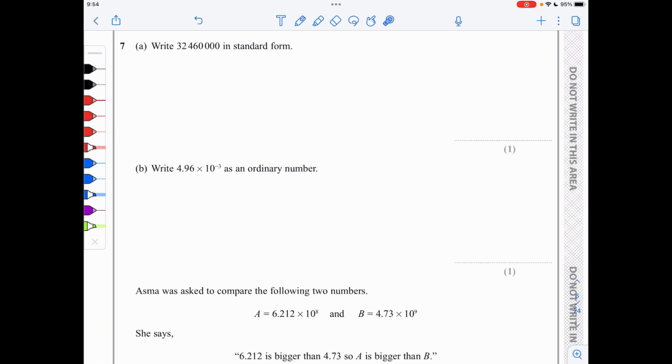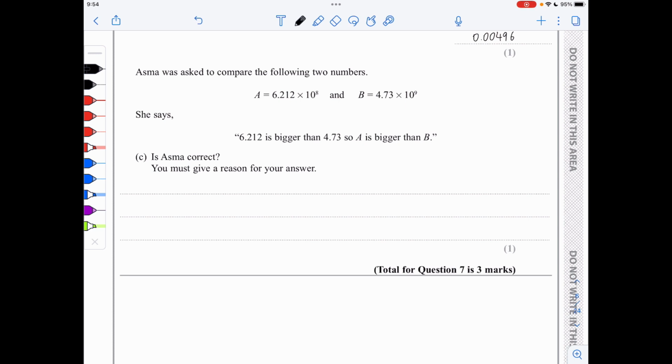In 7a, we need to write 32,460,000 in standard form. So it's going to be 3.246 times 10 to the power of 7. And then to write 4.96 times 10 to the negative 3 as an ordinary number, that's going to be 0.00496.